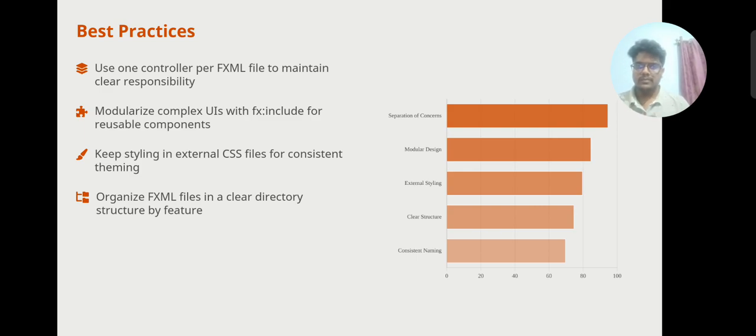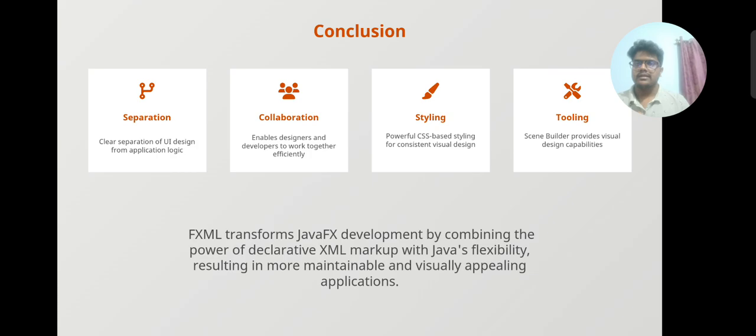So we'll come to the conclusion. First, separation: FXML provides a clean separation between UI and logic. Now we'll see collaboration. It encourages collaboration between designers and developers. Now we'll see styling. With CSS you can create professional looking interfaces. Next, the tooling part, where Scene Builder allows rapid visual design. Altogether, FXML transforms JavaFX development into a more maintainable, flexible and visually driven process. Thank you.